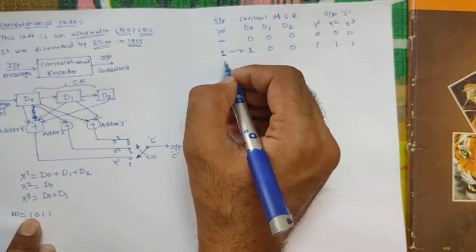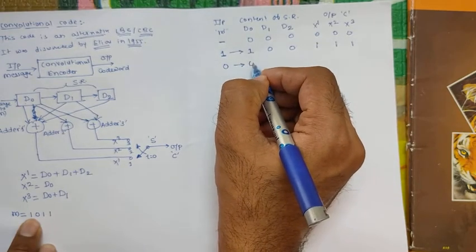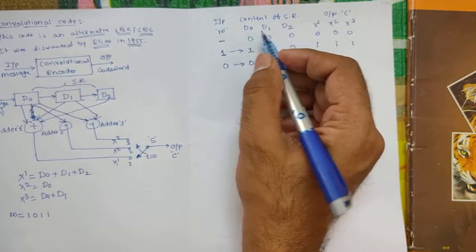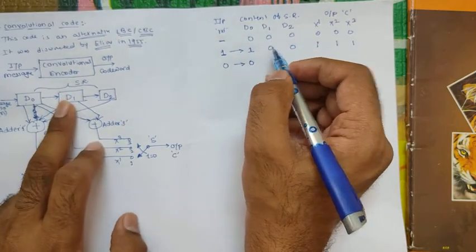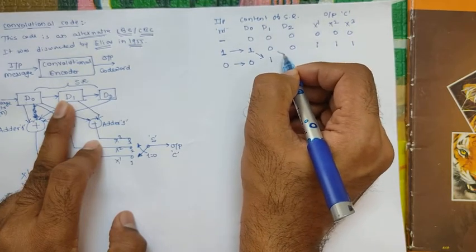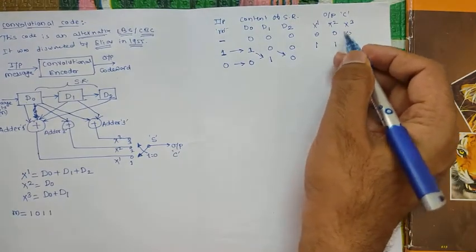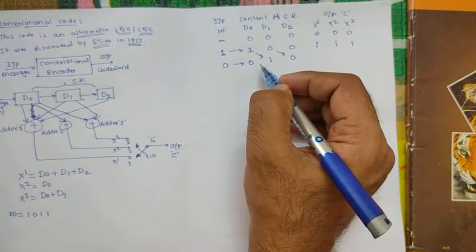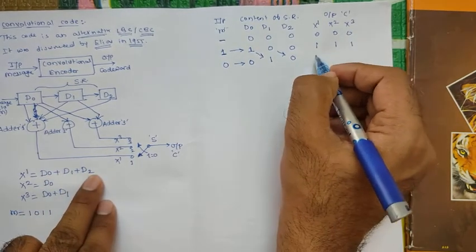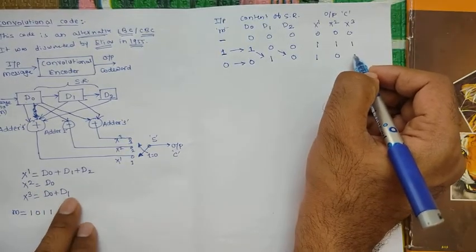Now the next input will be 0. So this 0 will once again be coming into D0, and the content of D0 will be shifted into D1. So this 1 will be shifted into D1 and the content of D1 will be shifted into D2. Accordingly we will get the output x1, x2, x3 for these 3 bits. So x1 is the addition of all 3 bits D0, D1, D2, which is 1. x2 is D0 only, so 0, and x3 is D0, D1, which is 1.